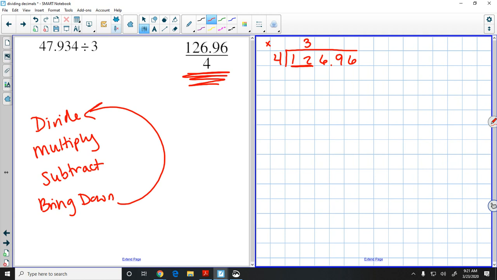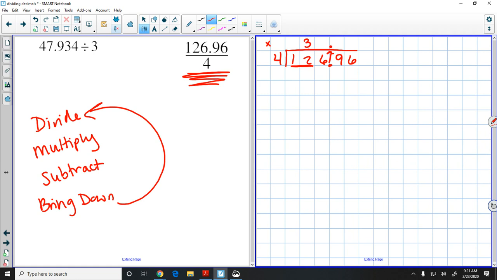Okay? Oh, Miss Pittman forgot something. What did she forget to do? That's right. There's a decimal in our dividend. So I need to bring my decimal up and plant it. Make sure it goes in the right place. You could do this afterwards, but I like to go ahead and put it in there so I don't forget it. Like I almost just did.